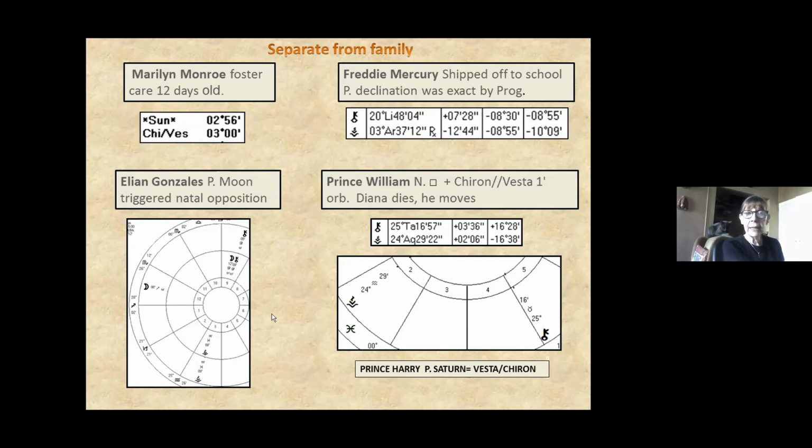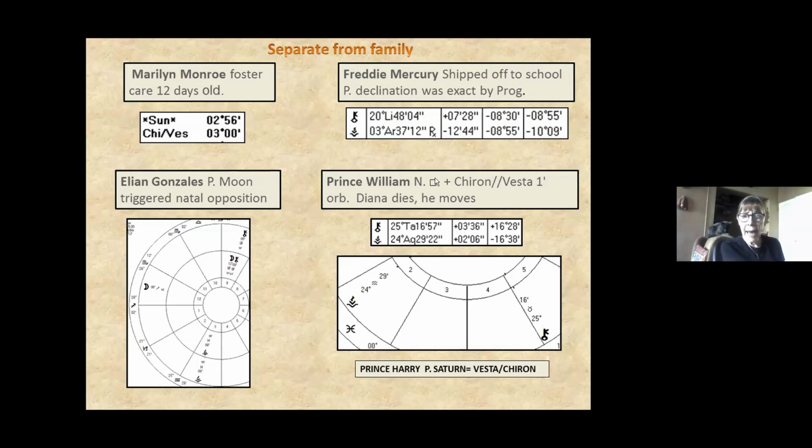When Elian Gonzalez, I've stripped this chart of everything but what we need. This was a kid who came from Cuba on a raft with his mother. His mother died on the trip, and he came here alone. And when he came, the progressed Moon was triggering. He had the natal opposition, and it was triggered by the progressed Moon. I think it was triggered by Chiron as well, if I'm not mistaken.